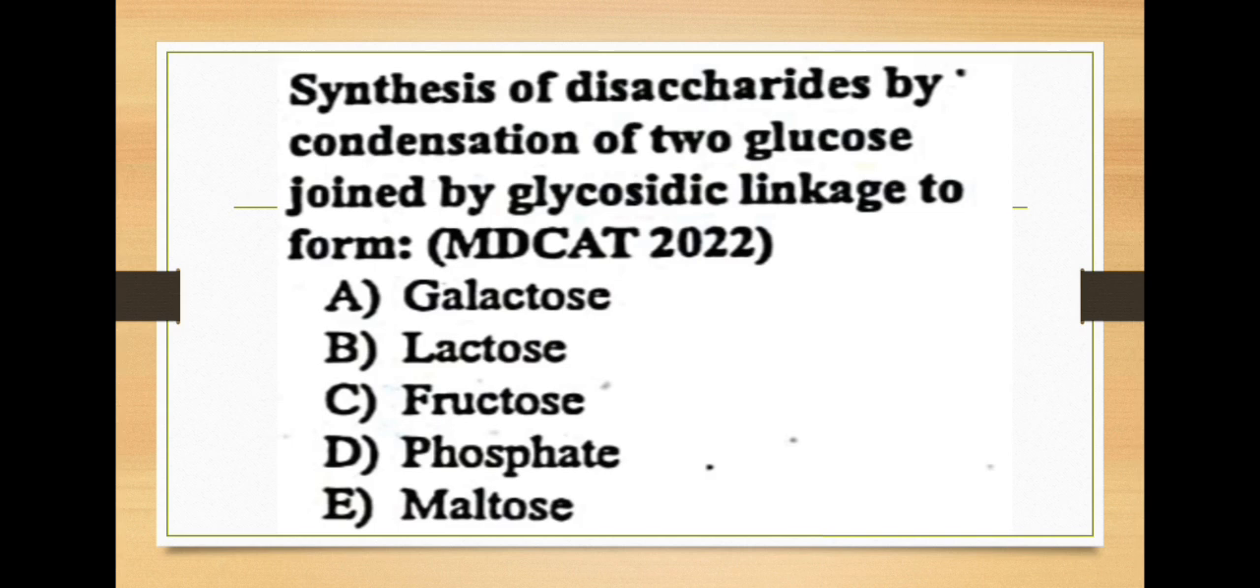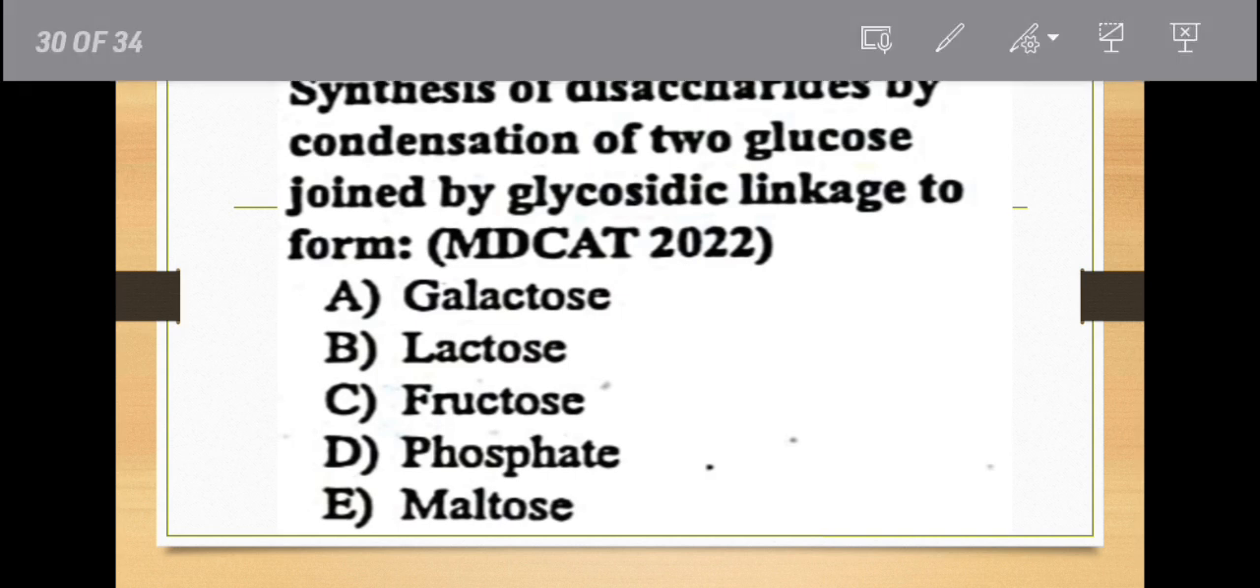Synthesis of disaccharide by the condensation of the two glucose joined by the glycosidic linkage to form MDCAT 2022. A, galactose. B, lactose. C, fructose. D, phosphate. E, maltose. When two glucose molecules condense, they form the maltose.